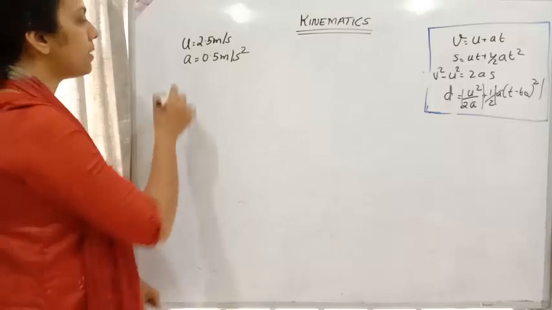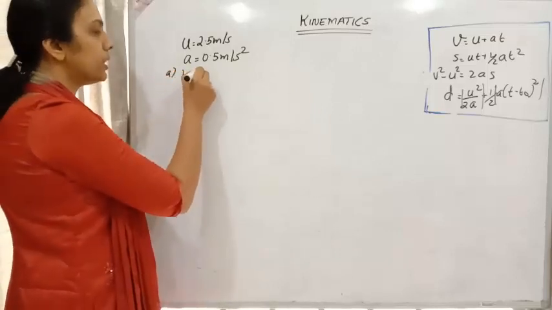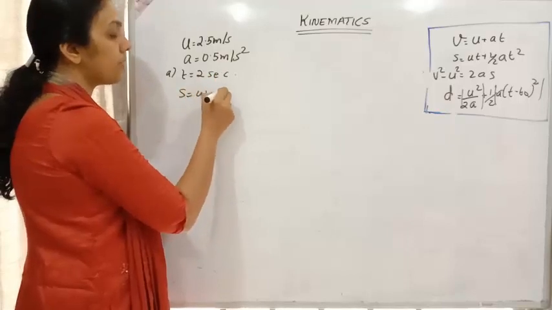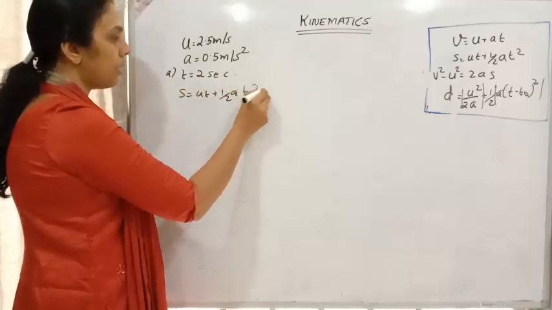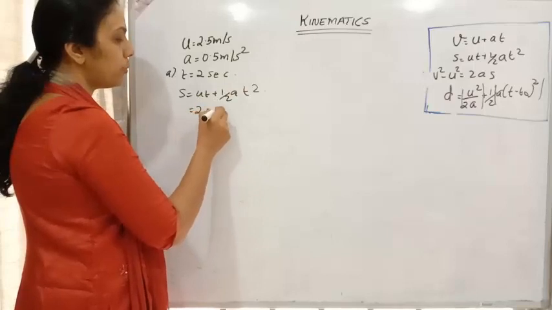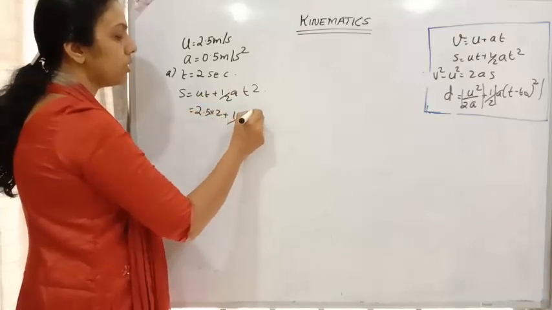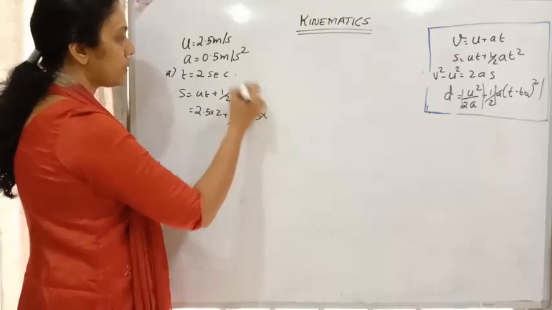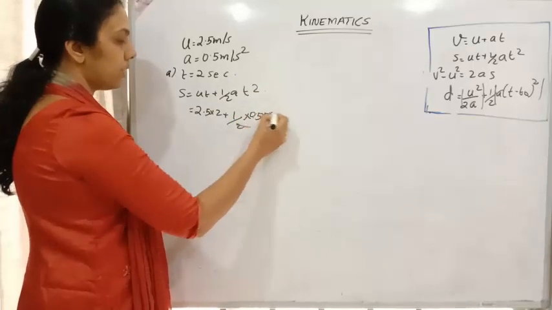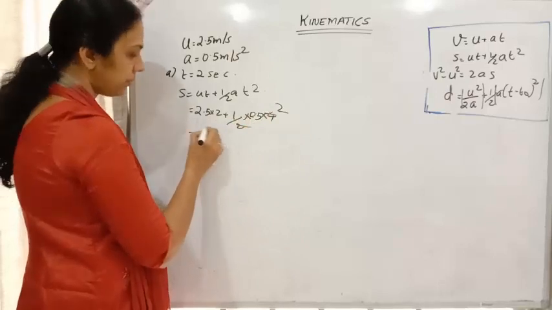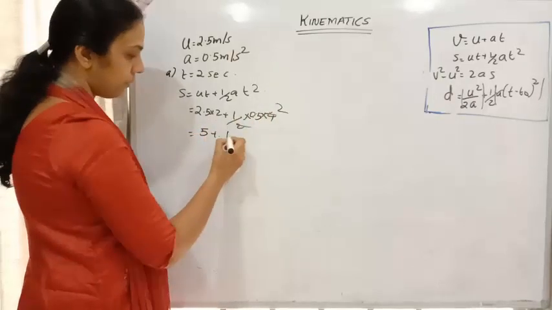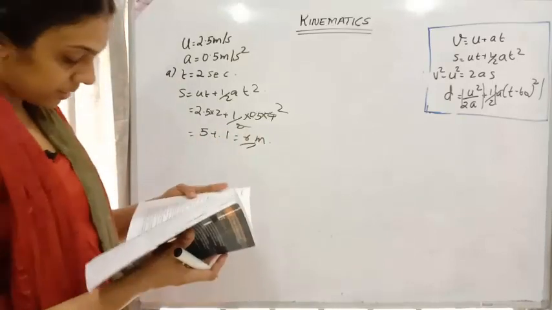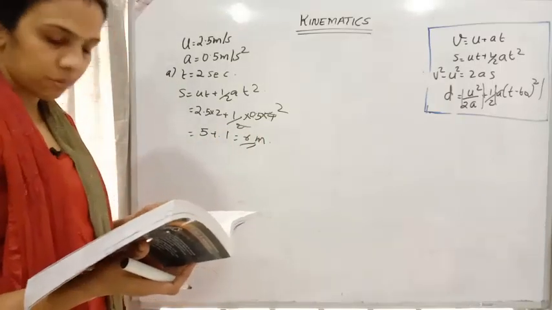So distance traveled in 2 seconds, so t equals 2 seconds. S is equal to ut plus half at square. The same formula: 2.5 into 2 plus half into 0.5 into t square, which is 4. So here we will get 5 plus 1, so 6 meter. Okay, so this is the direct application of the formula.